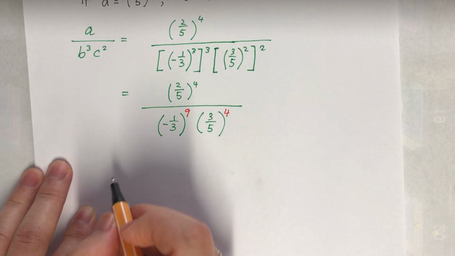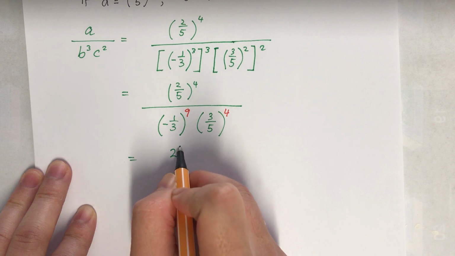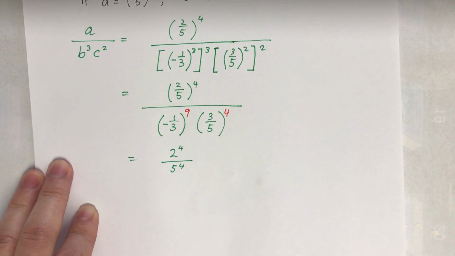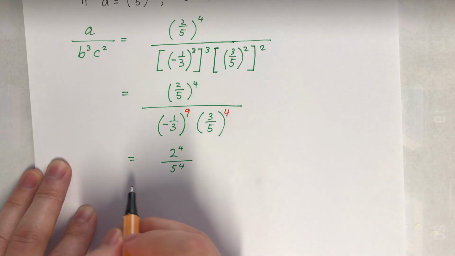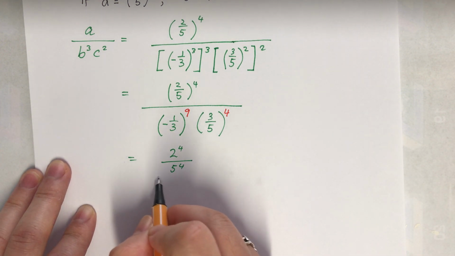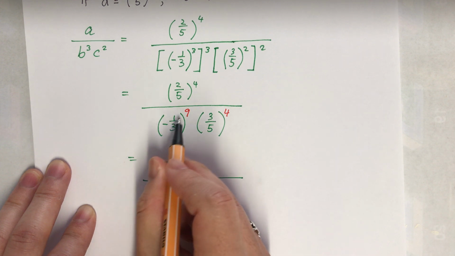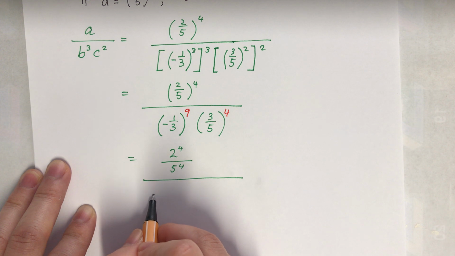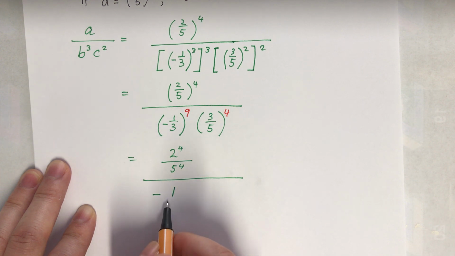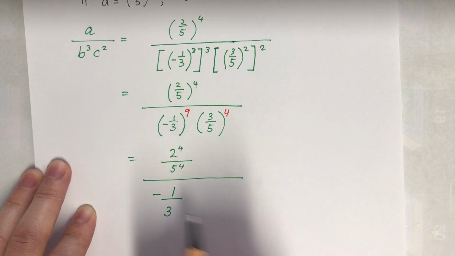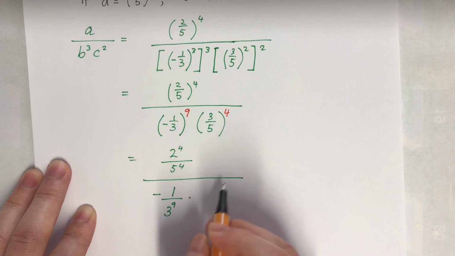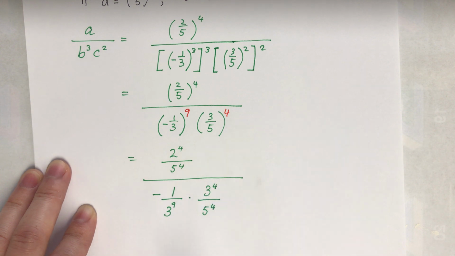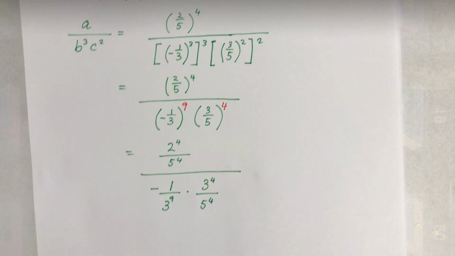Next one I'm going to do is this. I'm not going to do 2 to the power of 16 or 5 to the power of 4 or something. I'm just going to simplify this a little bit. I know that it's a power of, it's odd, so I'm going to keep that negative. So 1 to the power of 9 is 1. 3 to the power of 9 times 3 to the power of 4, 5 to the power of 4. Okay, so that's what I've done.